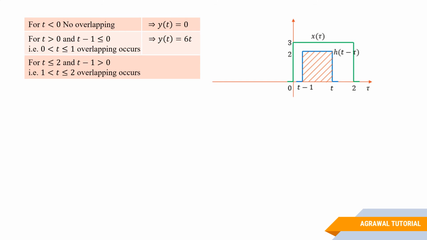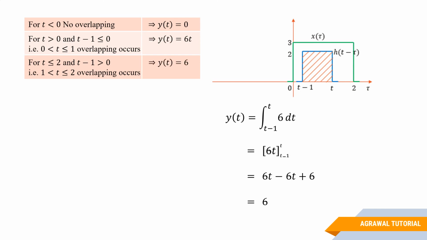So, we can write y of t equal to integral t minus 1 to t 6 dt. Limits of integration here are from t minus 1 to t, as overlapping is occurring from t minus 1 to t. So, on integrating, we got y of t equal to 6. So, y of t is equal to 6 for this region.